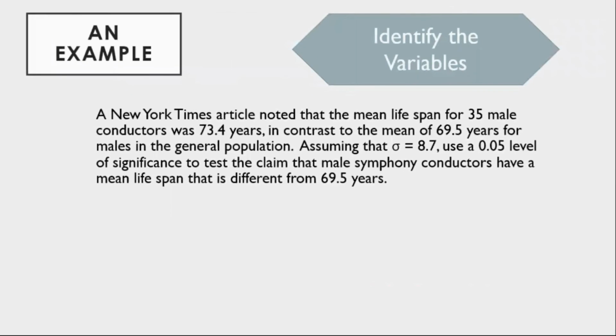So we're going to start by identifying the variables. Our sample size was 35. Our average, the mean for our sample, right? The statistic is 73.4. We're told that the standard deviation for the population is 8.7, and we're using a significance level of 5%.